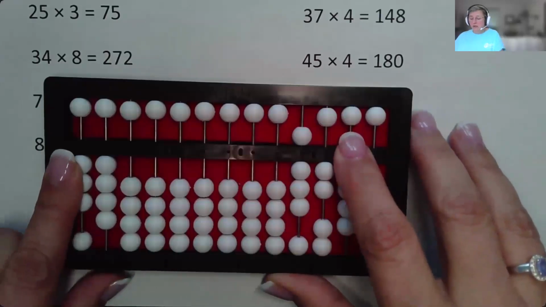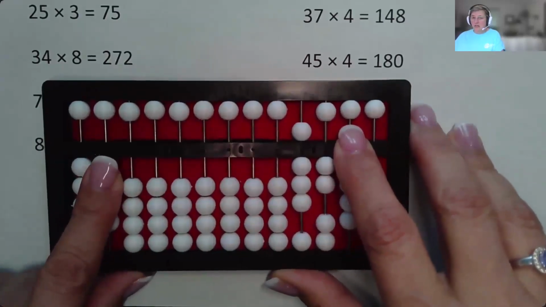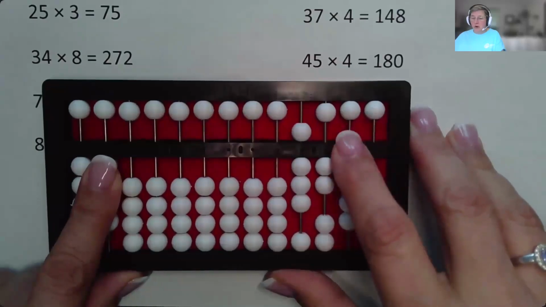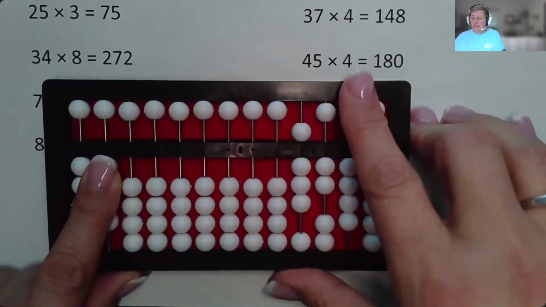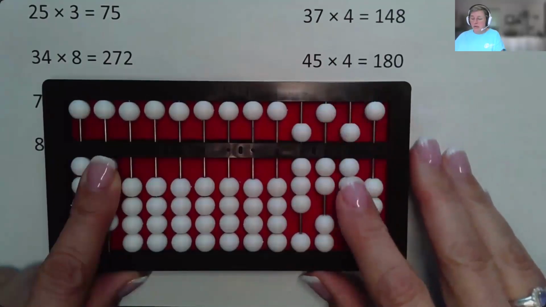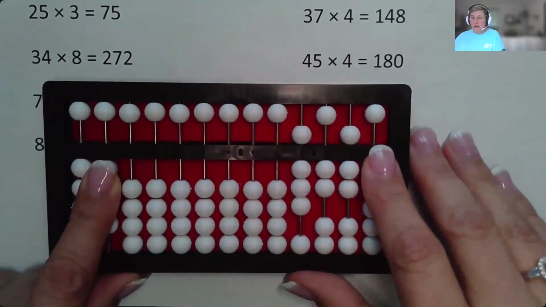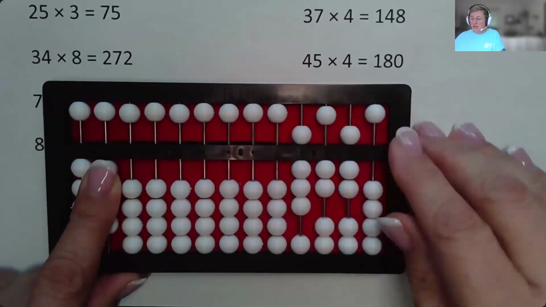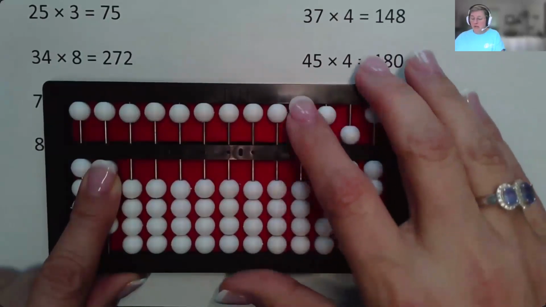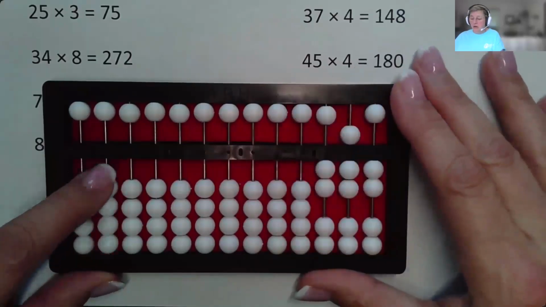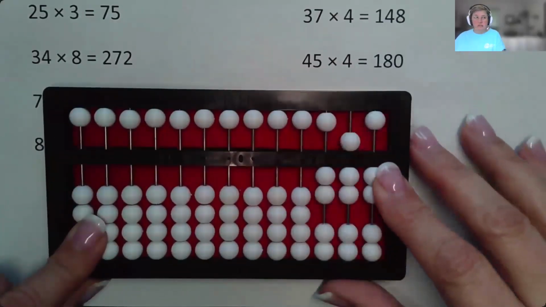8 times what? Roll my left finger in. 8 times 4. 8 times 4 is 32. Where my right finger is gets a 30. That means I have to put a 5 and remove 2. Move to the right. Set the 2 of 32. I'm done with the 8 multiplier. I'm done with the 34 multiplicand. I read my answer of 272.